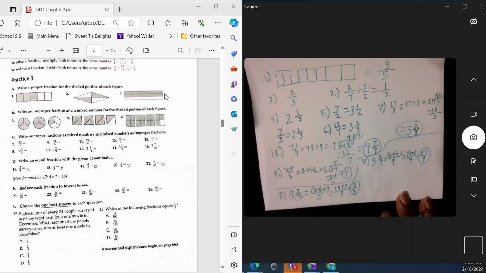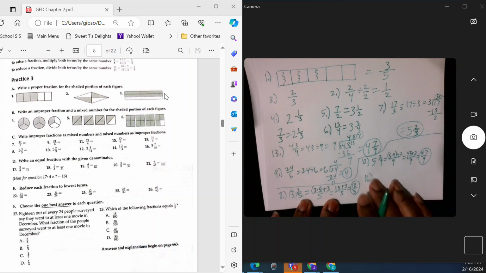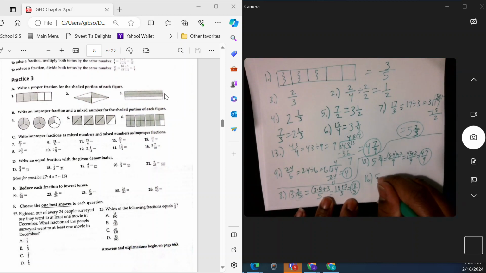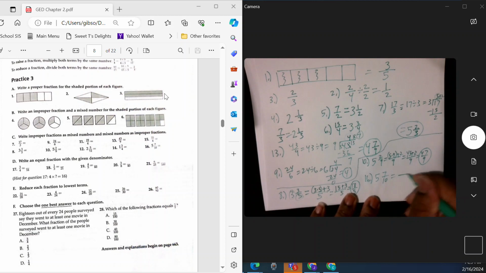I think 16 will be the last one I would do from this portion. Problem 16. We have 5 7/10. So we will keep our denominator at 10. Numerator, we'll take the whole number times the denominator plus the numerator. So it'll be 50 plus 7 over 10, which is 57 over 10.